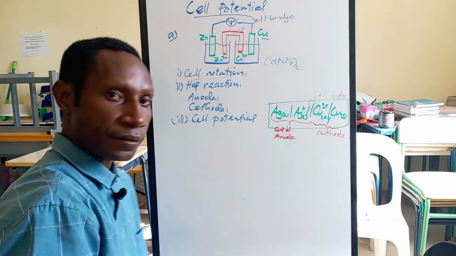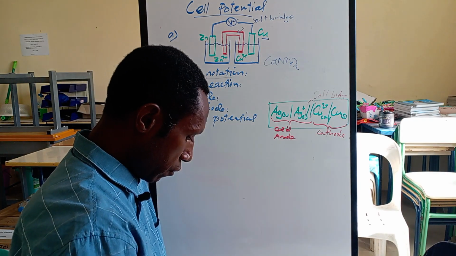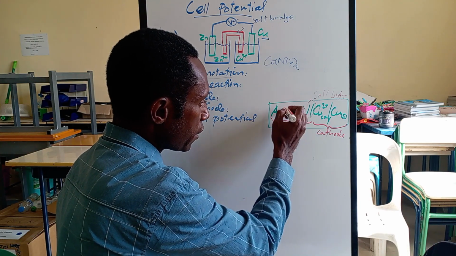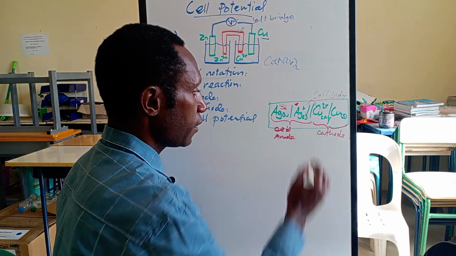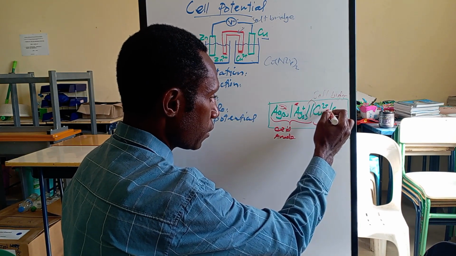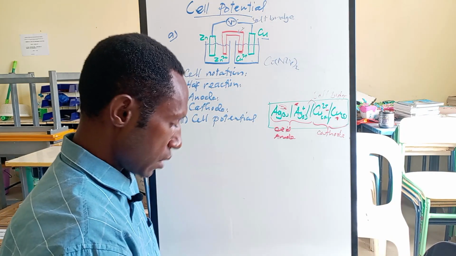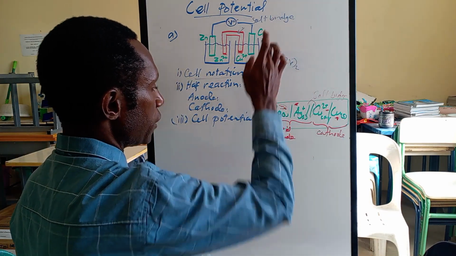Now that I've already explained this, if you look at the anode, the first species here is the reactant side, and the second is the product. For the cathode, the first one is the reactant, and the second is the product. Now I will explain this, so let's look at this.